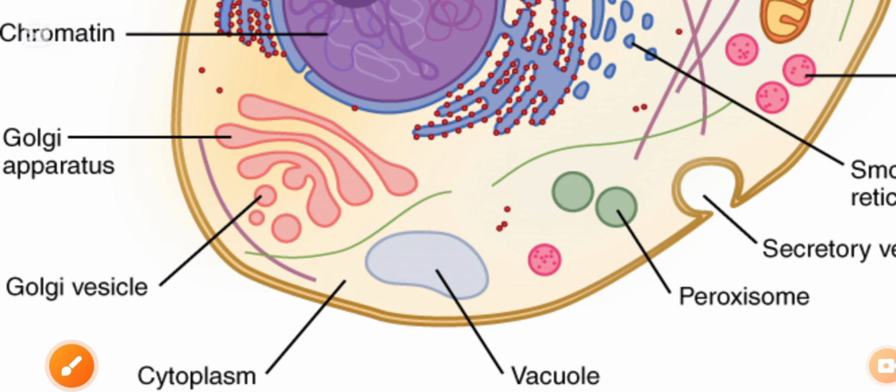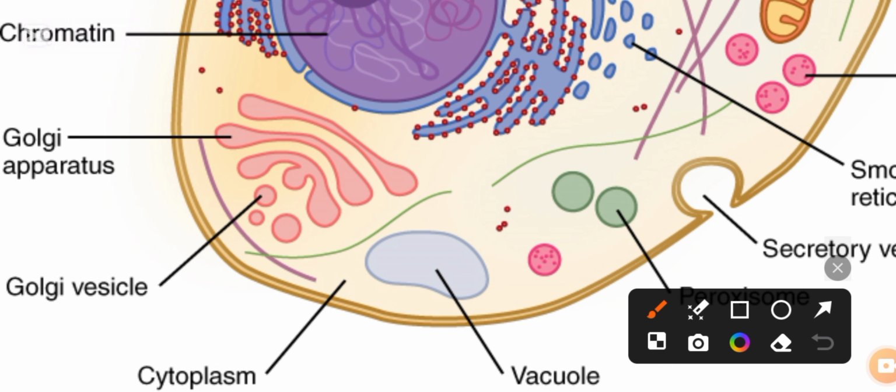So the cytoplasm is divided into two, which are the cytosol and the organelles. The cytosol is the jelly-like fluid of the cell. Then the organelles are all these things you're seeing here: the nucleus, the Golgi apparatus, the chromatin, the mitochondria. Everything inside the cell that performs a specific function is called an organelle.